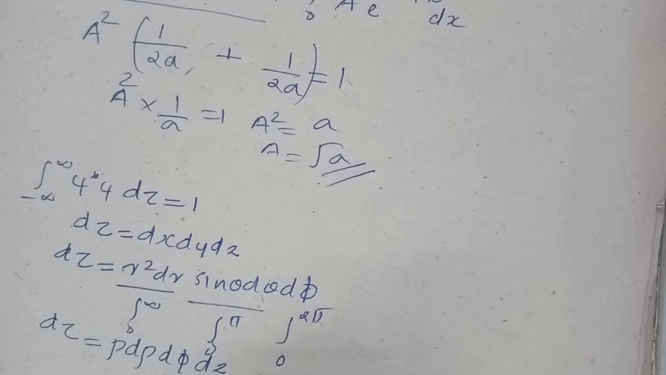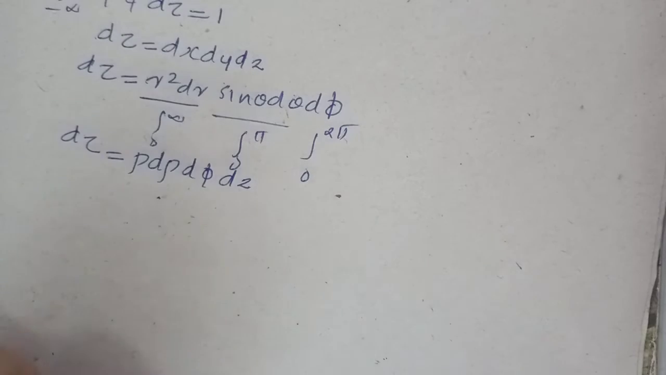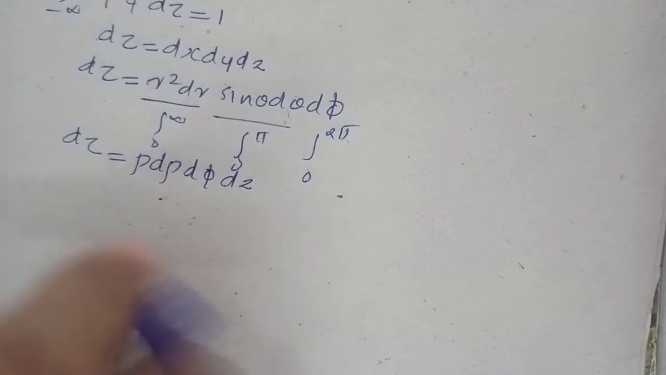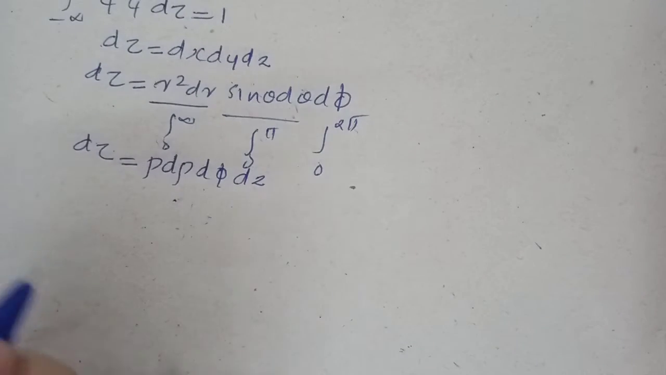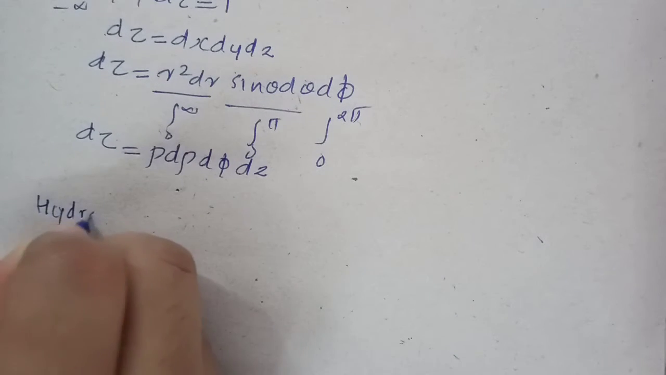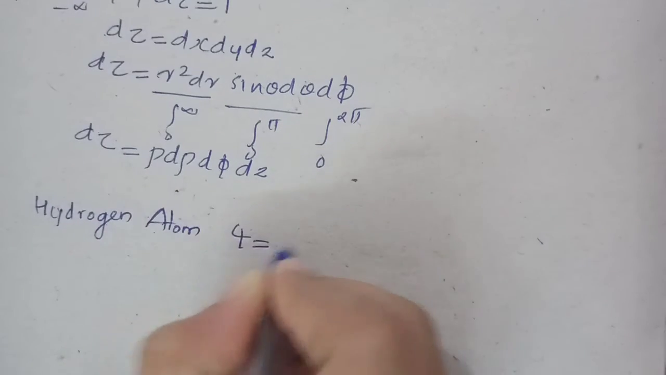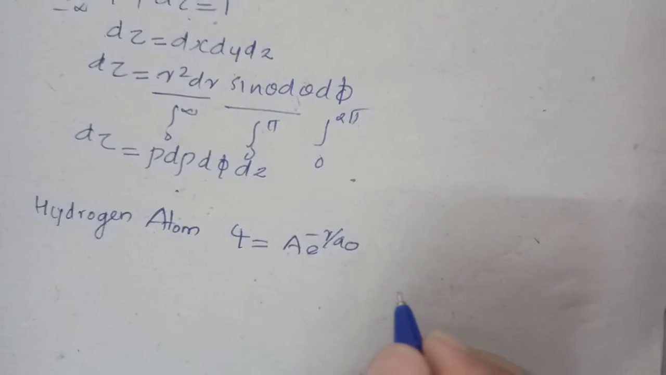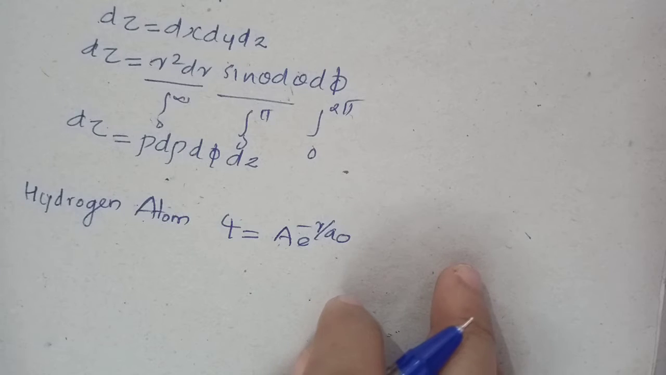So how to find the normalization constant for a hydrogen atom? This is the question. We know how to represent the volume element in 3 dimensions. So for the hydrogen atom, the wave function is given as a e raised to minus r by a naught, and we have to find the normalization constant for this wave function.